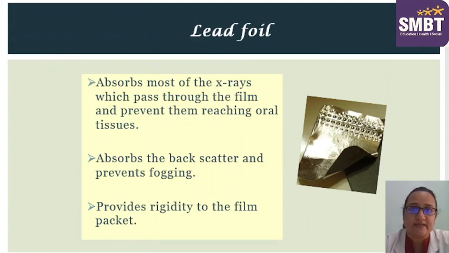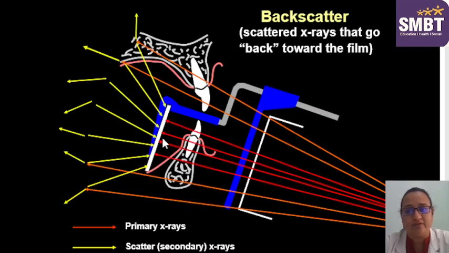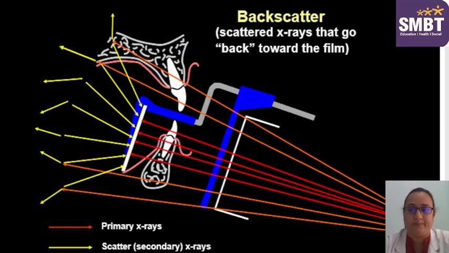Lead foil is present on only one side, that is the labeled side or two-color side, which helps to absorb most of the X-rays which pass through the film and prevents them from reaching the oral tissues, absorbs the back scattering and prevents film fogging, and it also provides rigidity to the film packet. So this is the lead foil which is present on the labeled side, which prevents the back scattering and unnecessary exposure of oral tissues as well as fogging of the film.